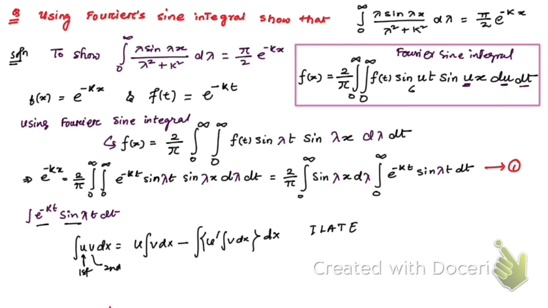So trigonometric functions come before the exponential function. That's why we're going to consider sine lambda t as u, that is the first function, and the exponential function should be taken as the second function, right? So hope you have understood this. Let me clean these things.